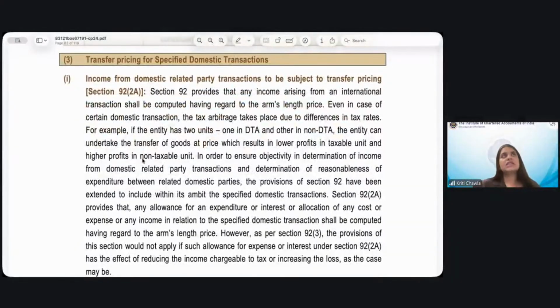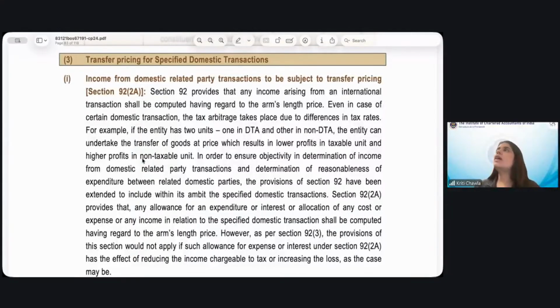Okay, now this is the segment that talks about specified domestic transactions. There is also a situation in India wherein transfer pricing is applicable to domestic transactions. So, two entities in India can also be subject to domestic transfer pricing provisions. This is called a specified domestic transaction.